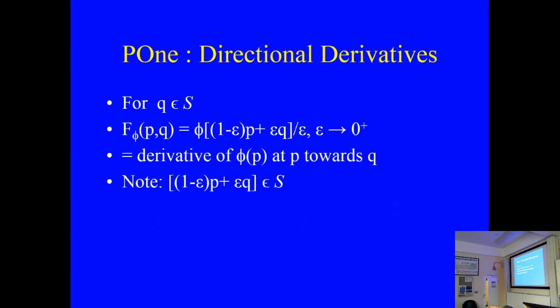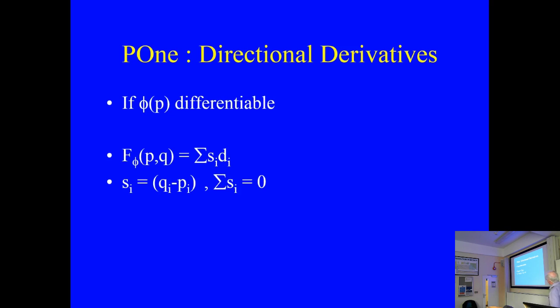Now, just to remind us, the definition of such a derivative of phi at p in the direction of q, where q is also in the constraint space, has this formal definition, but if phi is differentiable, the directional derivative from p to q is the sum of si di, where the si's are qi minus pi and therefore add up to 0.